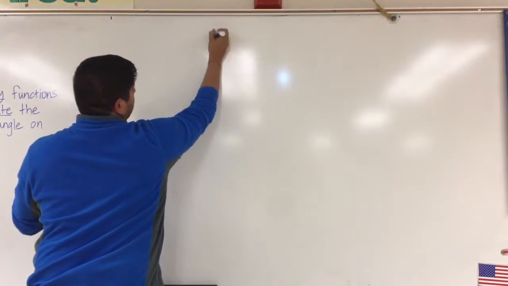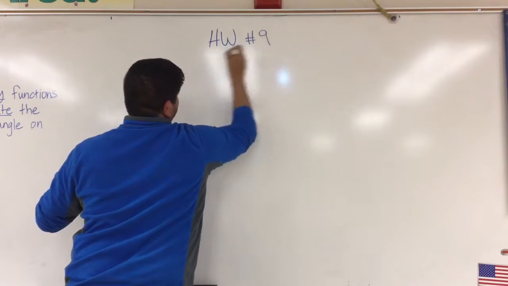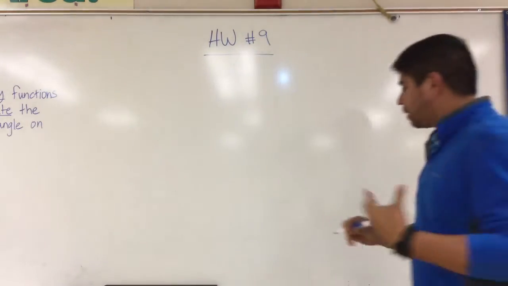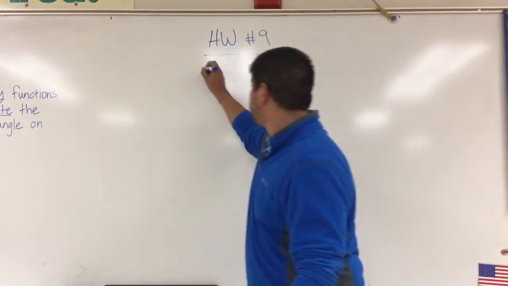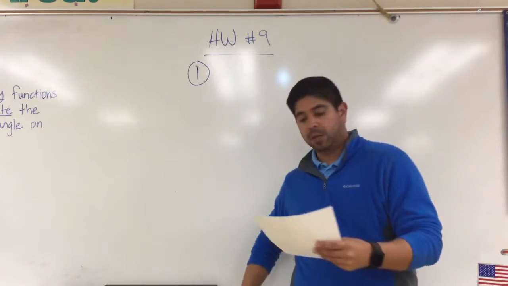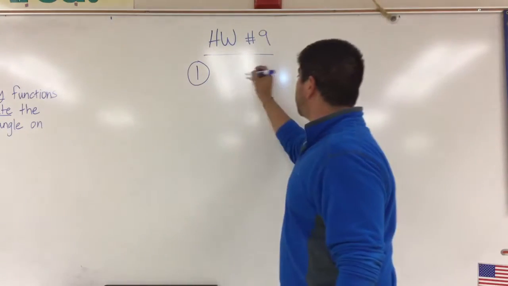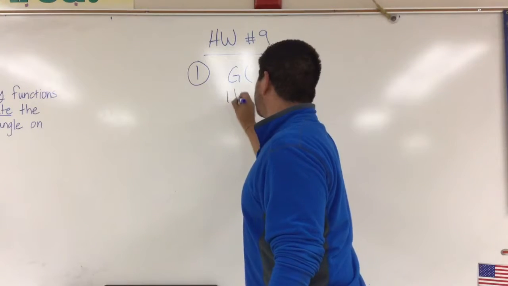Okay, this is homework number 9. All right, homework number 9. So on homework number 9, number 1, let's look at number 1. It says using the graph, determine the slope of line segment GH. So that long diagonal. So remember, we need to find points G and then point H.